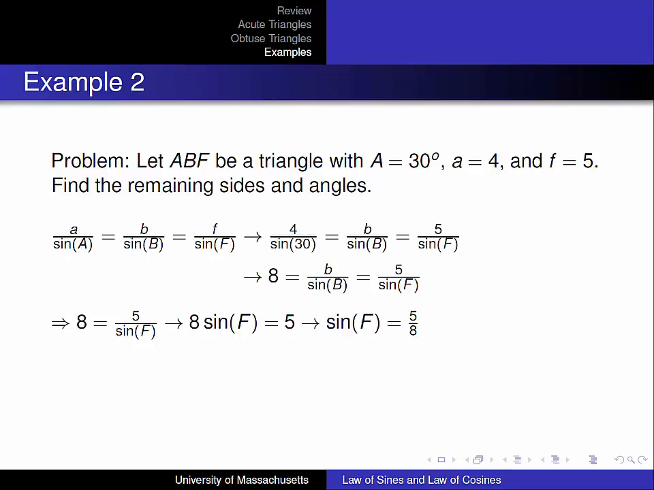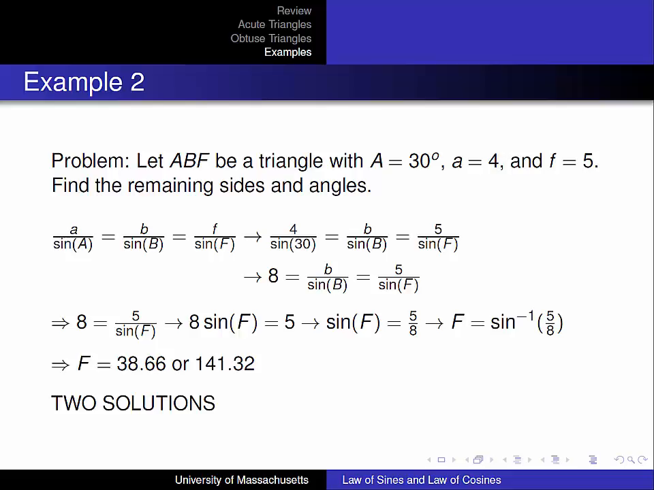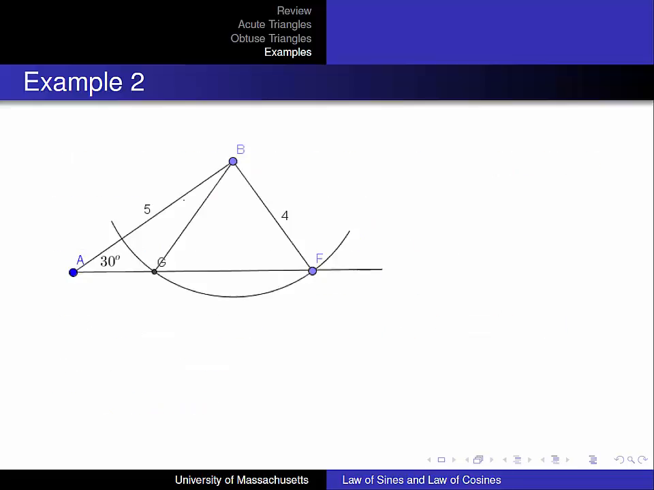Now we know that since we're dealing with a triangle, all of the angles are going to be less than 180 degrees. So in fact, if we're looking at what values of f are equal to inverse sine of 5/8, we get that f equals 38.66, and it could also be 141.32. So in fact, there are two solutions to this problem. Now, this can be easier to see if we look at a picture.